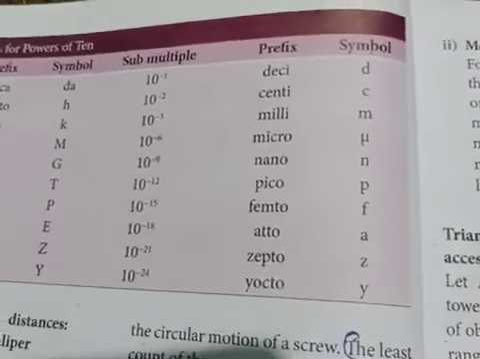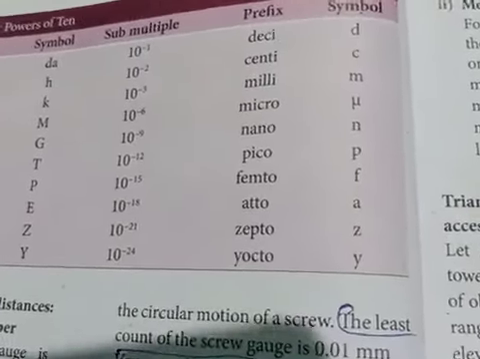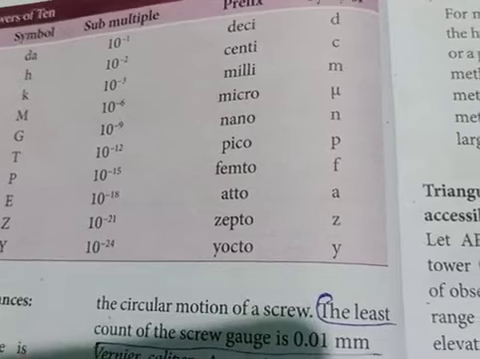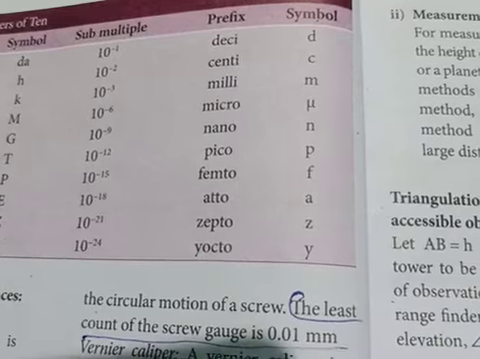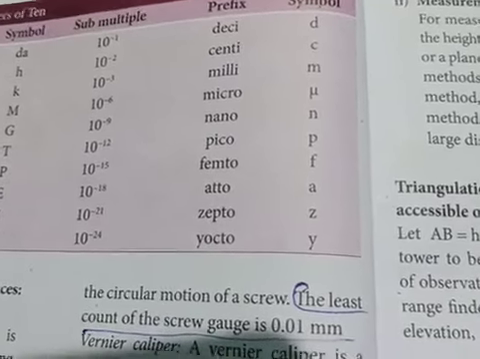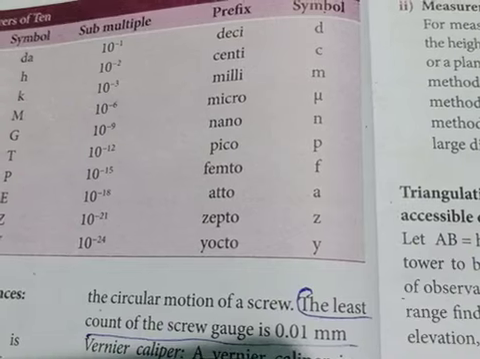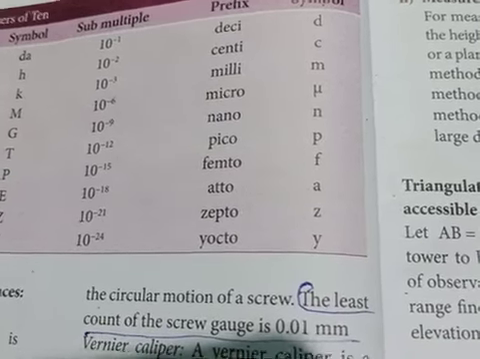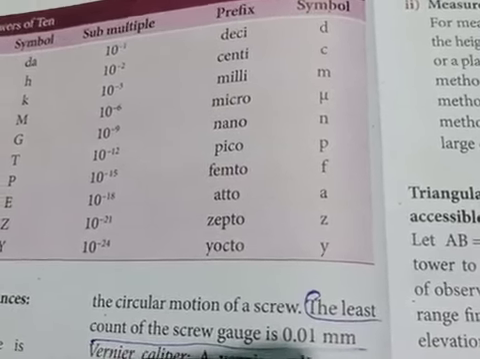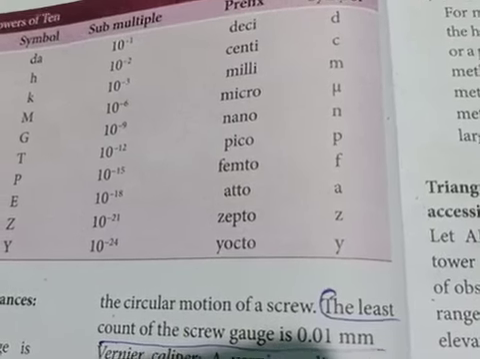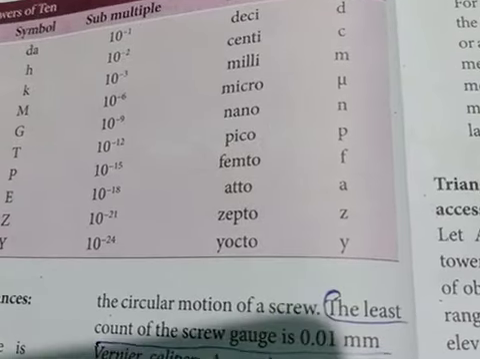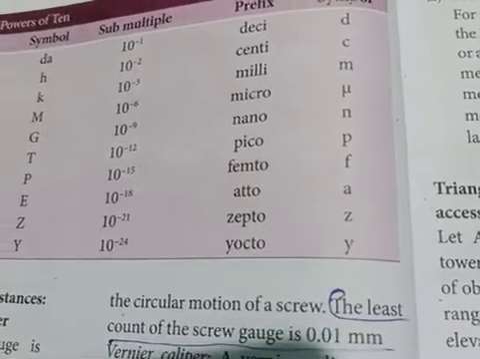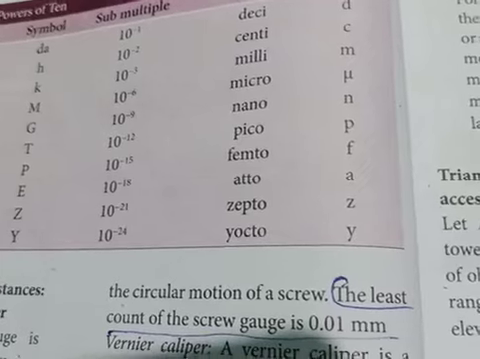Then you can see the other values: 10 to the power minus 1, 10 to the power minus 2, 10 to the power minus 3. So 10 to the power minus 1 means deci, minus 2 means centi, minus 3 means milli, minus 6 means micro, minus 9 means nano, minus 12 means pico, minus 15 means femto, minus 18 atto, 10 to the power minus 21 zepto, 10 to the power minus 24 yocto.